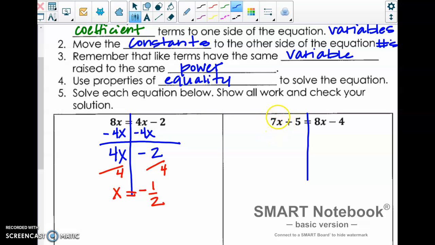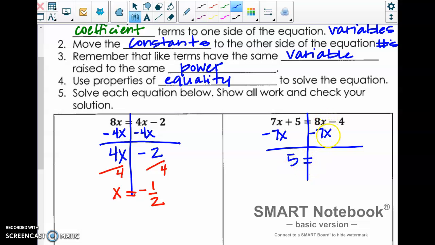So 7x, to get rid of 7x, remember I want it completely gone. I don't just want to solve x, I want the whole thing gone. So I'm going to subtract out 7x from both sides. So those 7x's go away, which is why I did it. All I'm left with is 5 over here.